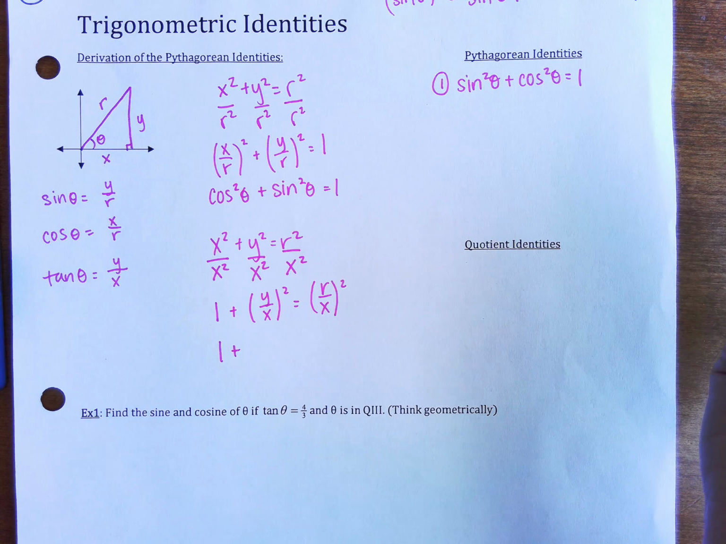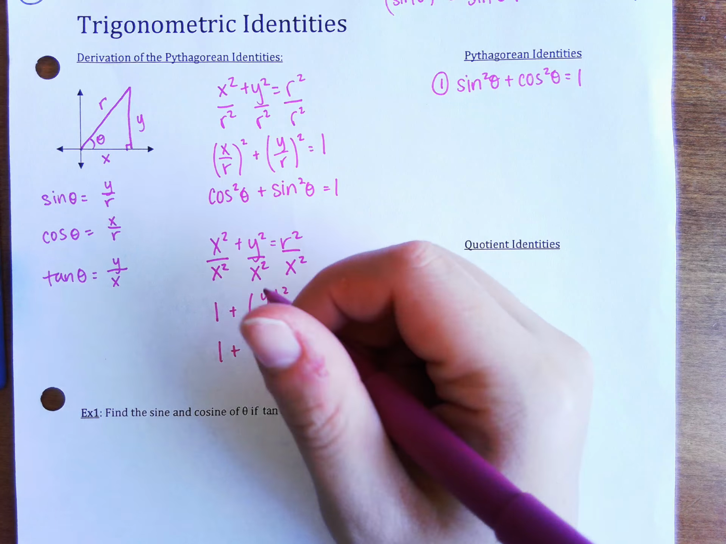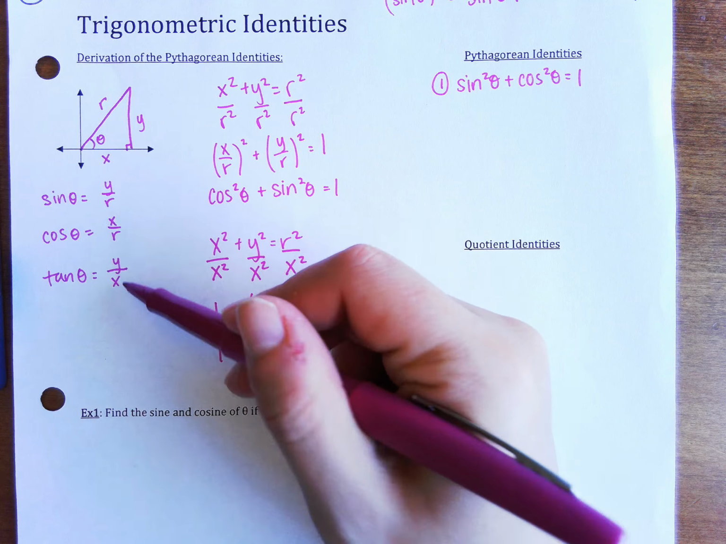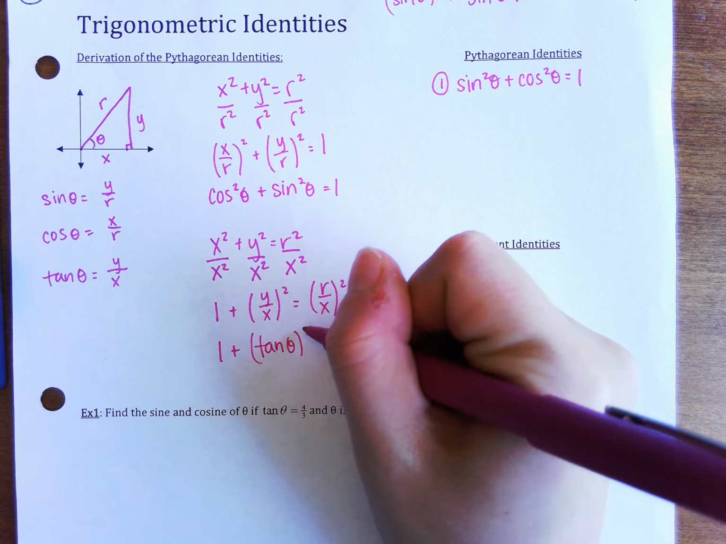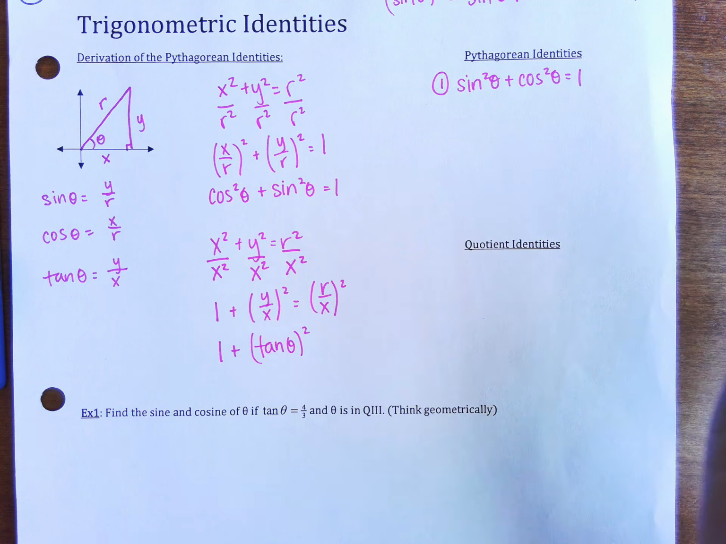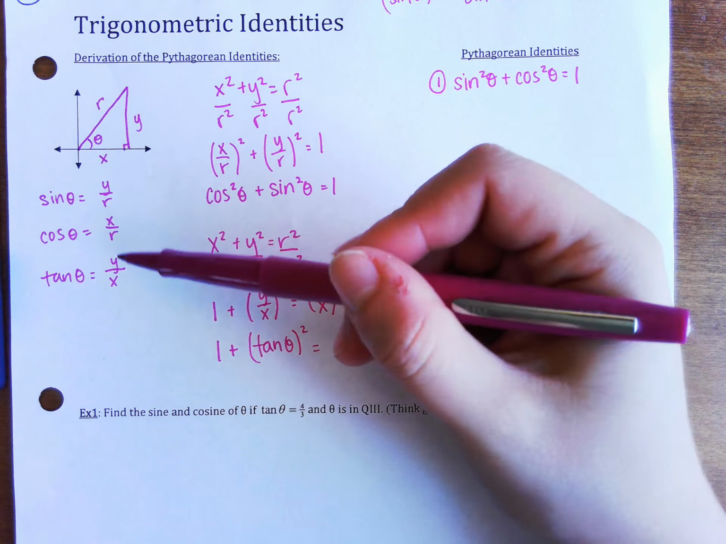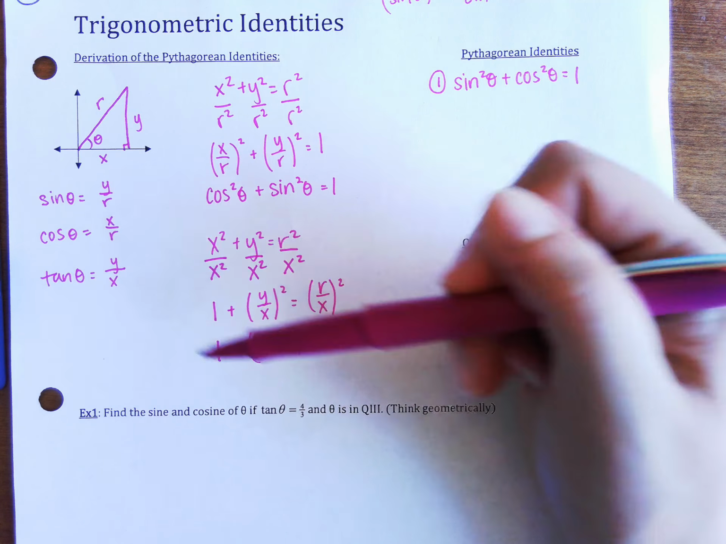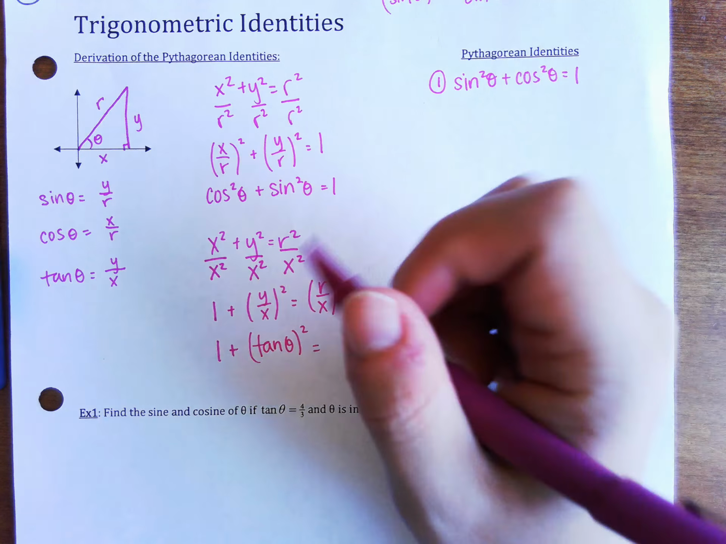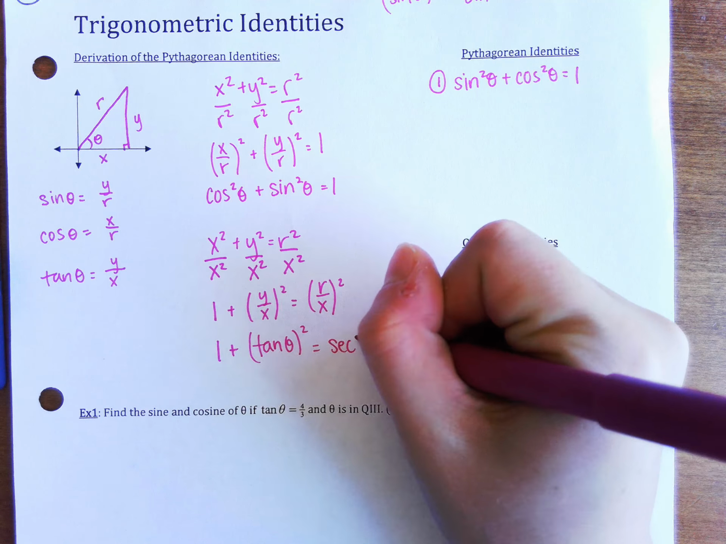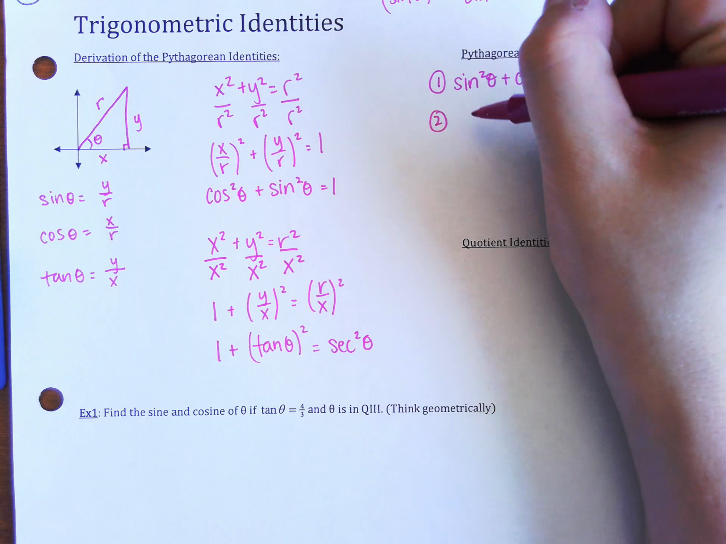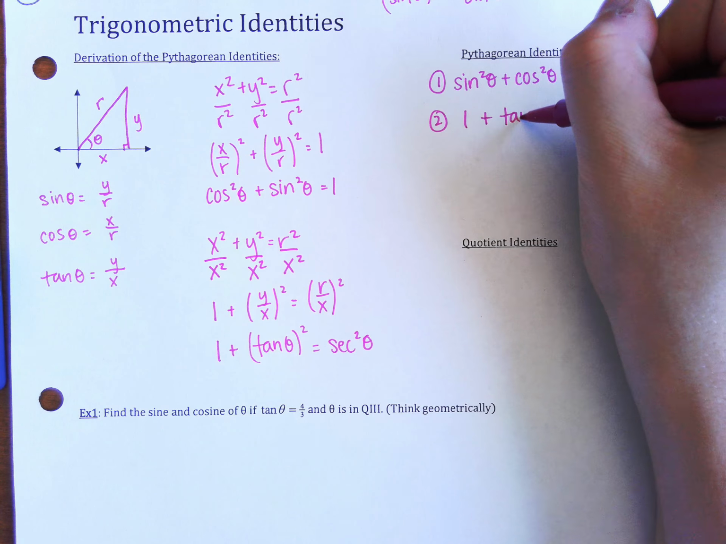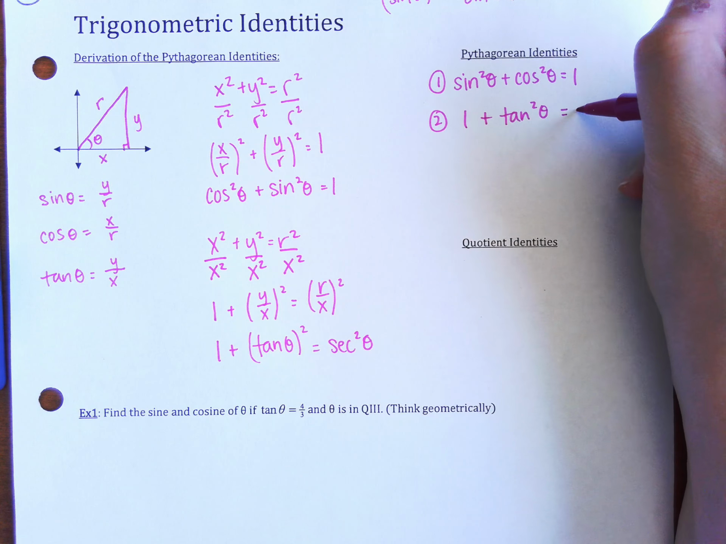So y over x is tangent. So I have tangent squared. And r over x looks like cosine, but it's a reciprocal, so the reciprocal of cosine is going to be secant. So that's our second trig identity: 1 plus tangent squared of theta equals secant squared.